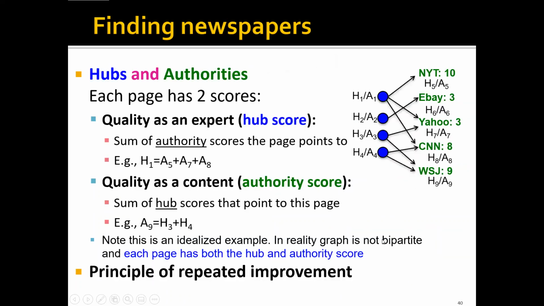Note that this is an idealized example, and in reality, the graph would most probably not be so clean. In that case, each page will have both the hub score and the authority score. Once we define these hub scores and authority scores, we can use the principle of repeated improvement to iterate the updating of hub scores and authority scores until convergence. Then we can get the final hub scores and authority scores for each node.